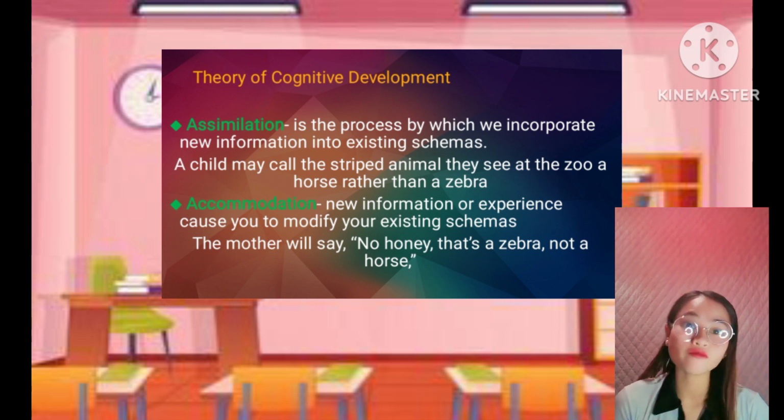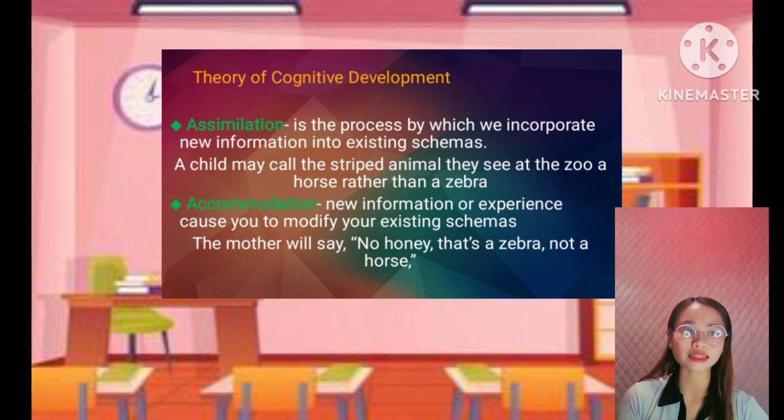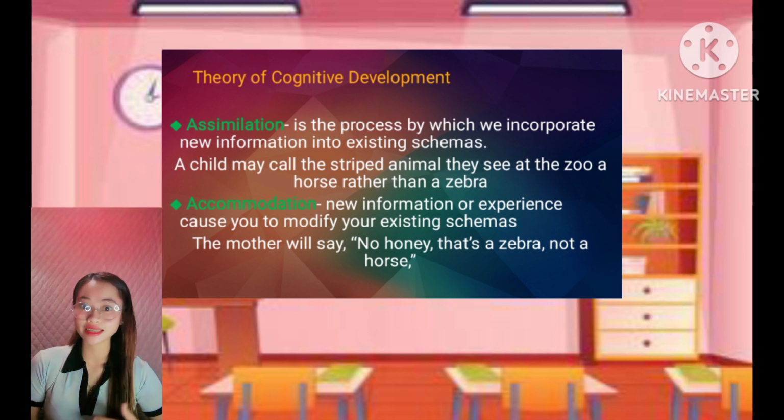Now, what is the difference between assimilation and accommodation? When we say assimilation, it is the process by which we incorporate new information into existing schemas. Say for example, a child knows how a horse looks like. One day, her mother brought him to the zoo. The child sees a striped animal, and he calls it a horse rather than a zebra. So he assimilated the knowledge; a child may call the striped animal they see at the zoo a horse rather than a zebra. Maybe it is the first time the child encounters a zebra.